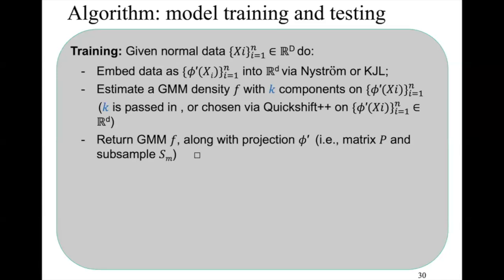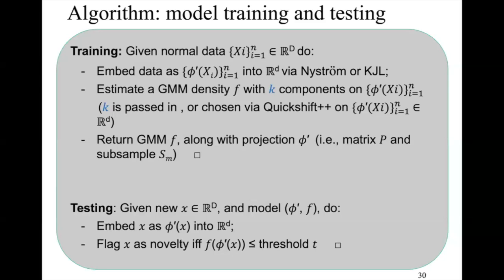The first thing, when we do the training, is to project the data to the kernel space, approximating the kernel using Nystrom or KDL. After that, we build the Gaussian mixture model along with the projection. And when we do the testing, it's just projected to the lower space, and then we try to recognize the difference, comparing the score to some threshold T, and if it's less than the threshold, it is an outlier. Yeah, that's the framework.